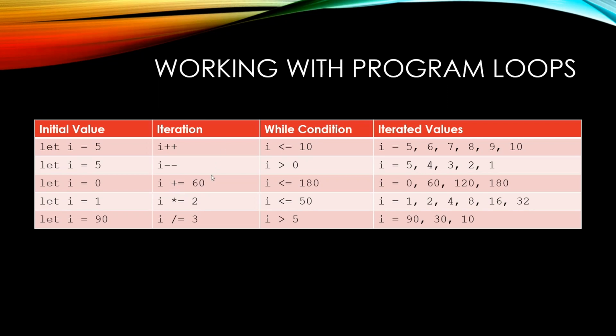And so it's going to go 60, 120, 180. I can do the same thing with the multiply and the divide. So this would be I equals I times 2. So 2, 4, 8, 16, 32. And this would be a divided by. So 90 divided by 3 is 30. 30 divided by 3 is 10. So you can use any of those iterations in your while loop.